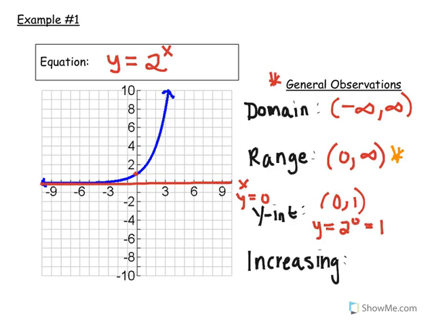And then finally, notice, when is this function going up? If we look at the general shape of the graph, this function is always going up. So from negative infinity to infinity, it's always increasing, which means it's never decreasing. So now that we have these general observations of this shape, let's look more at the general form of this function.